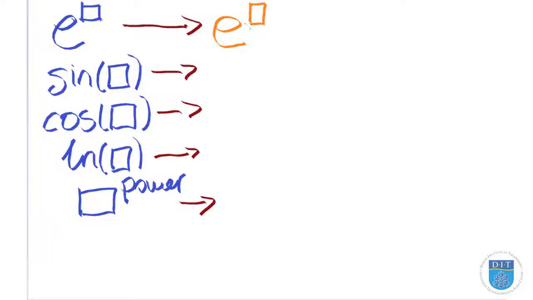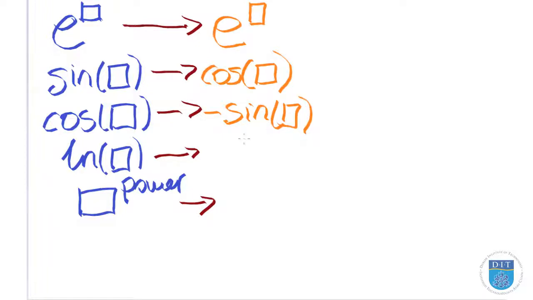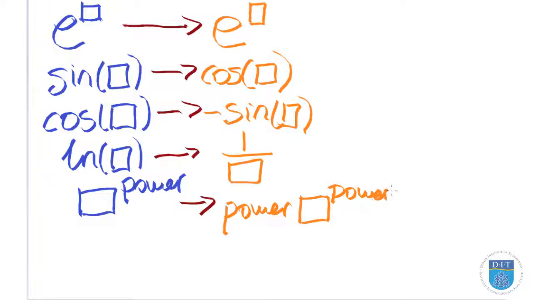Pretend that box is x. Sine of box goes to cos of box. Right, that's in the logs tables. Cos goes to minus sine of box. Ln of box goes to 1 over the box. And box to the power means you take the power down and you leave the box alone, take 1 off the power. Power minus 1.